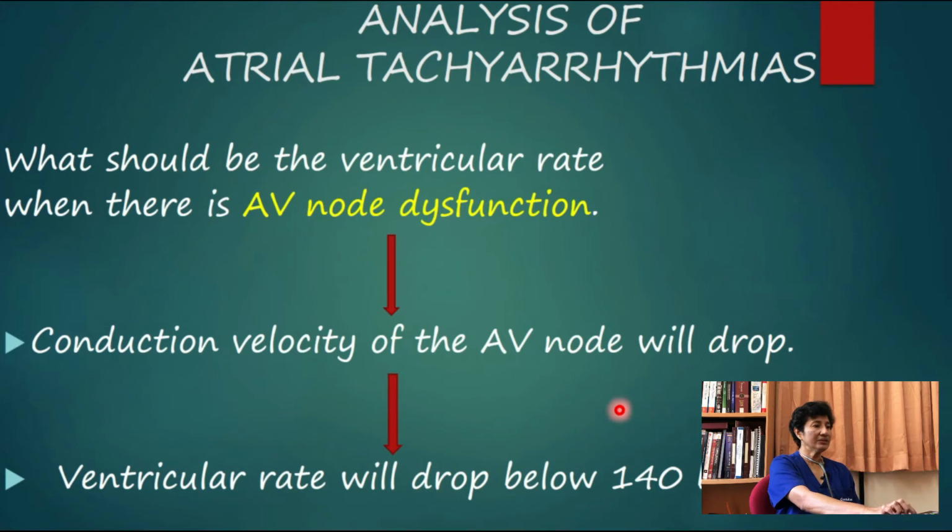What should be the ventricular rate when there is AV node dysfunction? When there is AV node dysfunction, conduction velocity of the AV node will drop. Therefore, though there are atrial tachyarrhythmias going on, the ventricular rate will drop below 140 beats per minute. Depending on the degree of AV node dysfunction, sometimes patient may develop bradycardia.